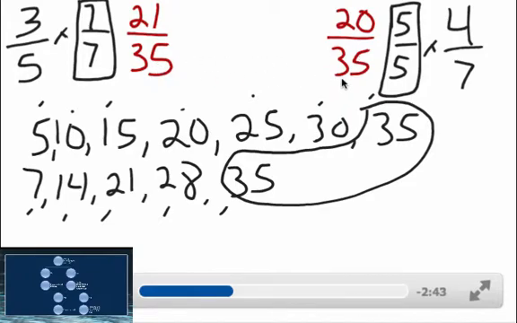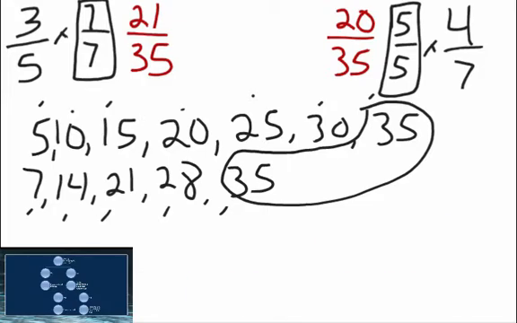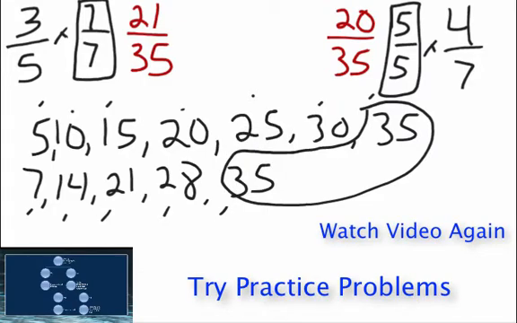We have common denominators, so these two fractions can talk. That's how you do the big one using lists.